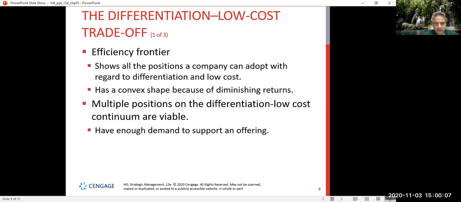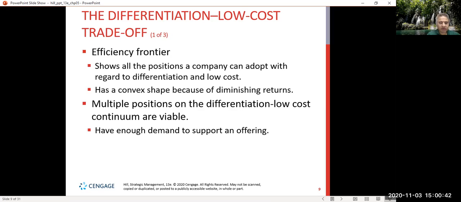And the efficiency frontier shows all the positions a company can adopt with regard to differentiation and low cost. It has a convex shape because of diminishing returns, and so the efficiency frontier shows all different kinds of positions that a company can adopt with regard to differentiation and the low cost, assuming that its internal function and organizational arrangements are configured efficiently to support a particular position.